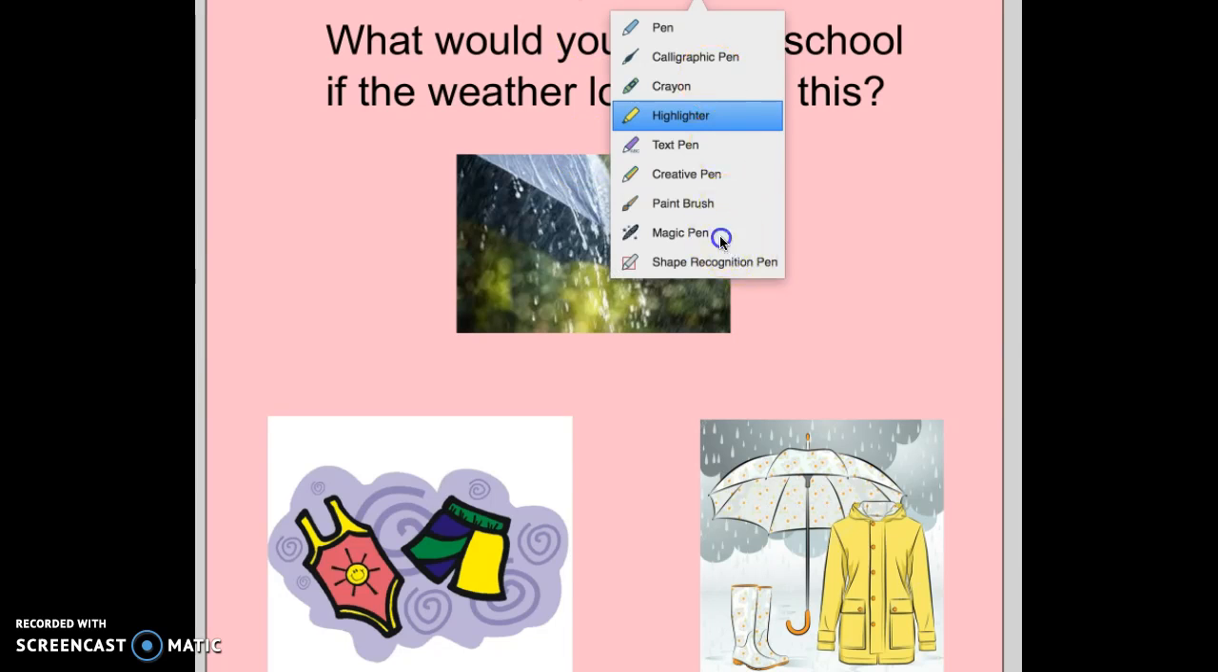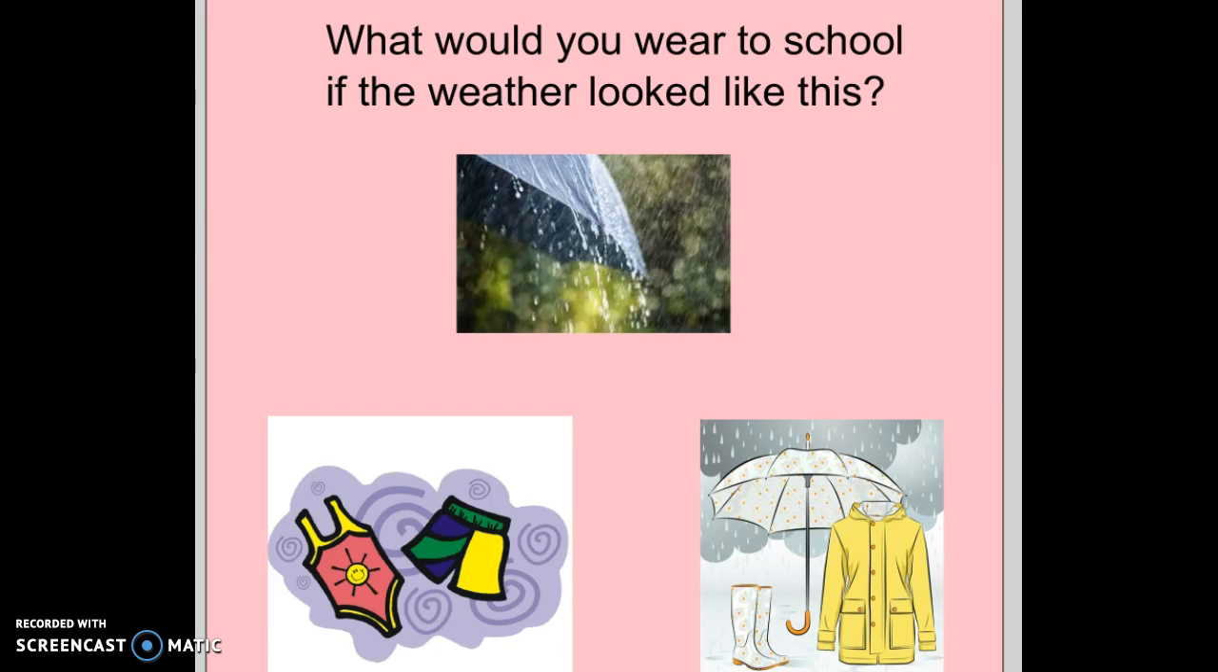Would you choose to wear your bathing suit? Or would you choose to wear a jacket, an umbrella, and boots?